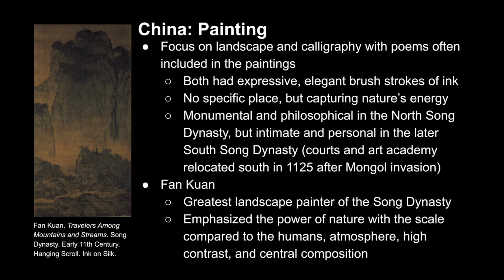Moving on to Chinese painting, we see that two major components of the subject matter included landscape and calligraphy. Oftentimes, the paintings themselves even included poems. These two art forms were combined because they both had expressive, elegant brushstrokes, and they used ink as a medium. So formally, it makes perfect sense that they would go together.